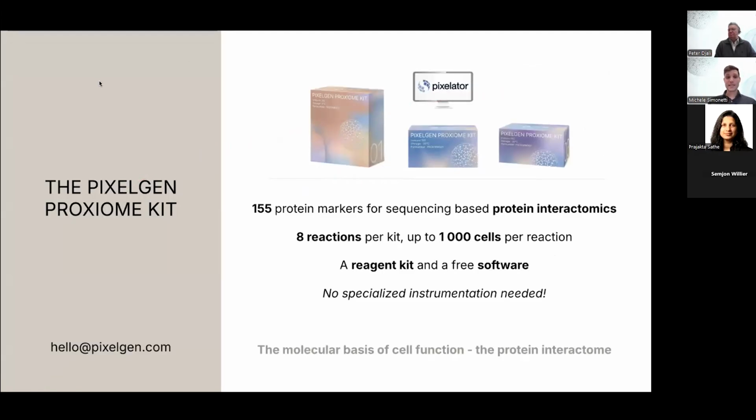So to recap, as we have seen when Pete introduced it to you, the kit is a sample prep kit. This is what we basically offer. The kit is for 8 reactions, so 8 samples, up to 1,000 cells per reaction. Together with the kit, we also offer for free a software called Pixelgen. There is a lot of documentation online, and also a dataset that can be downloaded. You can play with those and have an idea of the kind of output that you're able to generate.